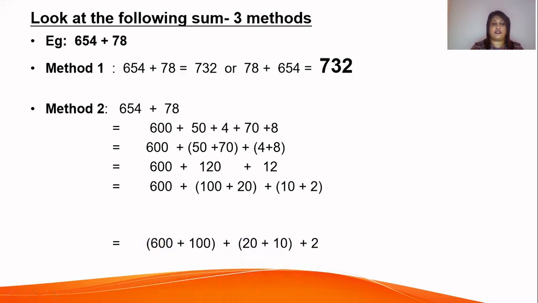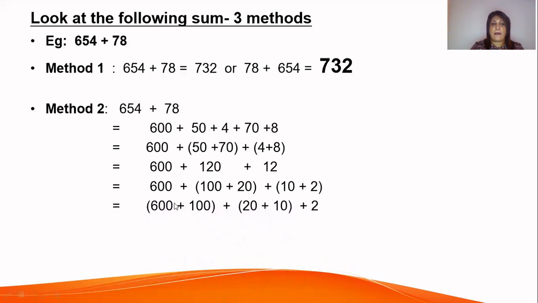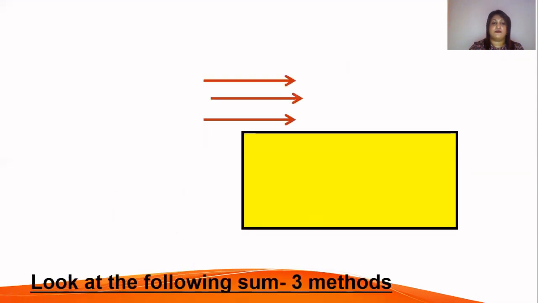So here, let's look at this. I've got 600 plus the 100 from there. I've got the 20 plus the 10 from there, and then I've got the 2. Now it's easier for me to add. So I've got 700. 600 plus 100 gives me 700. 20 plus 10 gives me 30 plus 2, which gives me 732. That's my second method. Now let's go to the third method.